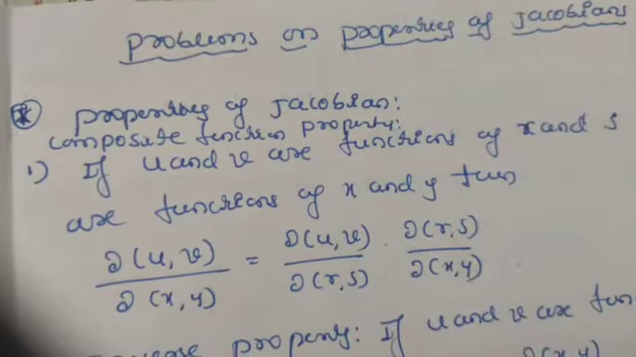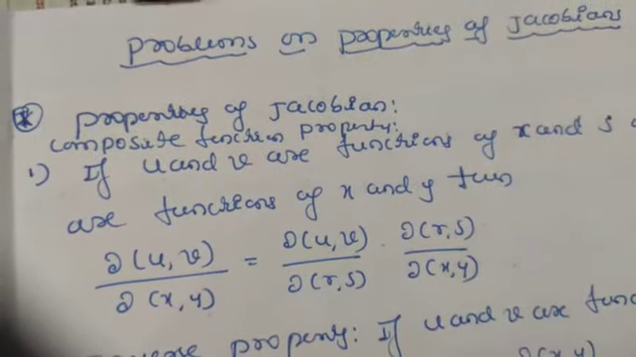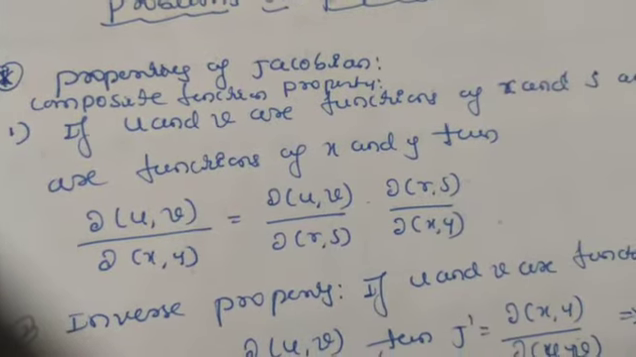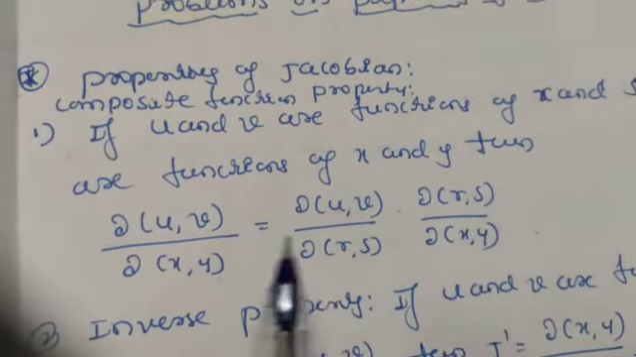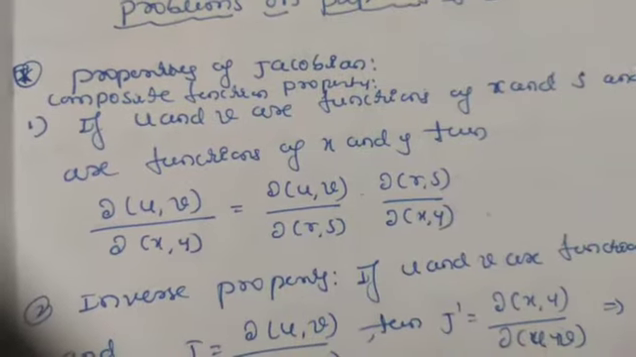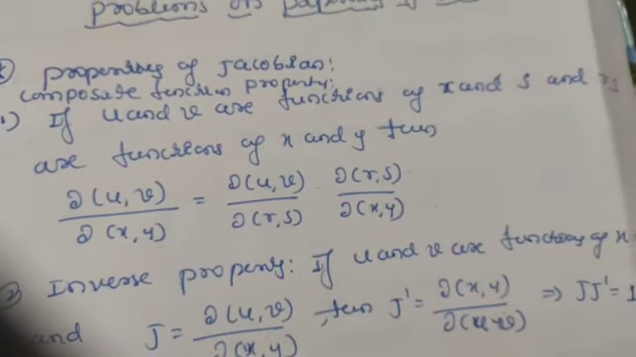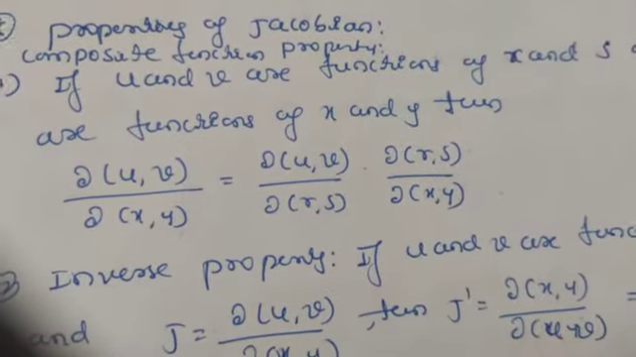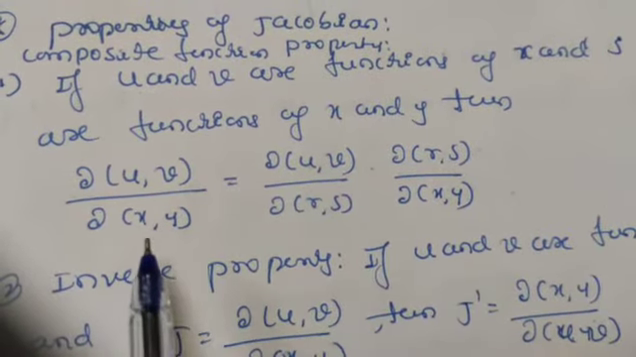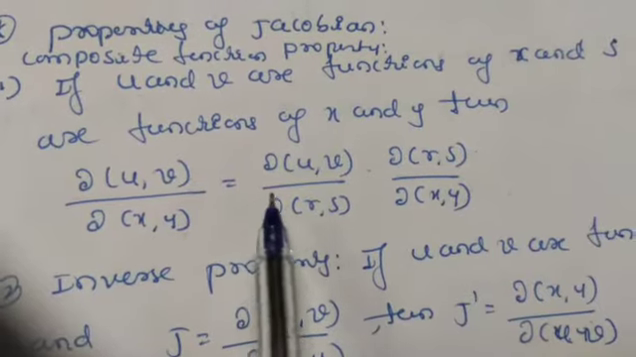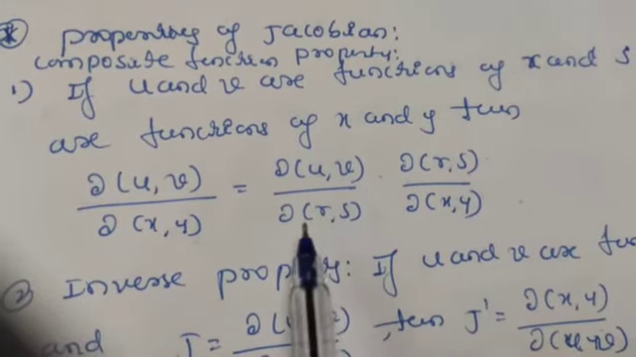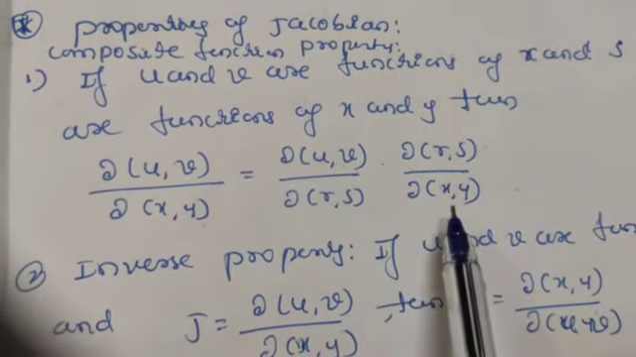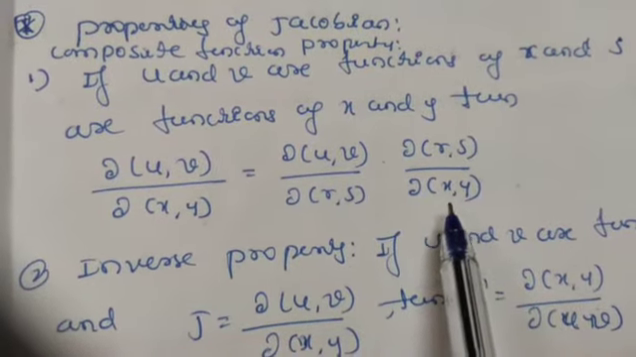So in the last video we have seen the properties of Jacobians. We have seen two properties. First one is the composite function property. This you have studied already. If u and v are functions of two variables r and s, and r and s are functions of x and y, then the Jacobian of u and v with respect to x and y is equal to ∂(u,v)/∂(r,s) into ∂(r,s)/∂(x,y). This is called the composite function property.